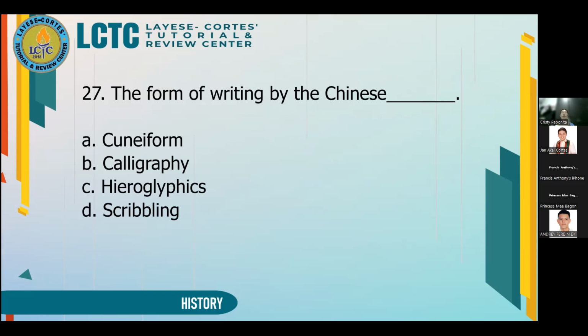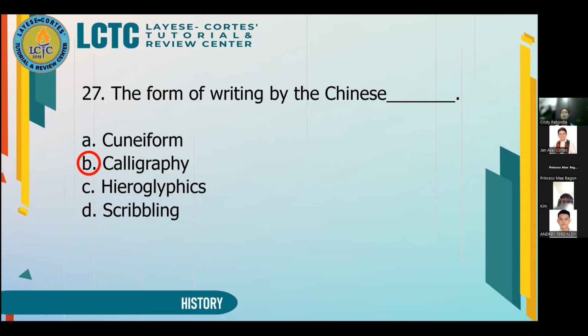We know that cuneiform is for, which civilization? Mesopotamia, Sumerians. Yes, cuneiform is for the Sumerians. Calligraphy, ma'am, and Chinese. Yes, very good. So letter B is the answer. Calligraphy is for China. The calligraphy form of writing started in China and was first used by the Chinese people.